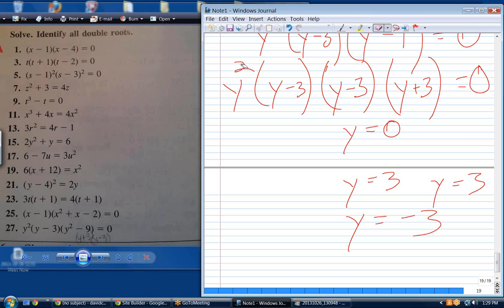Let me rewrite this first term. Instead of y squared, let me make it y times y. Oh, so y equals 0 and y equals 0, y equals 3 and 3 and then -3. Oh, okay, I get it now.